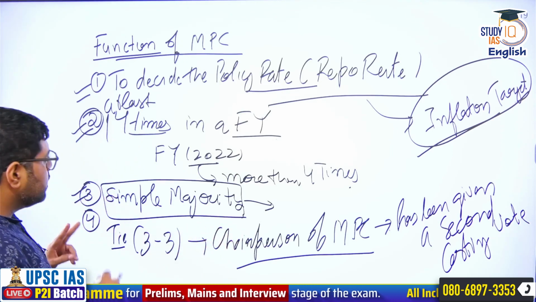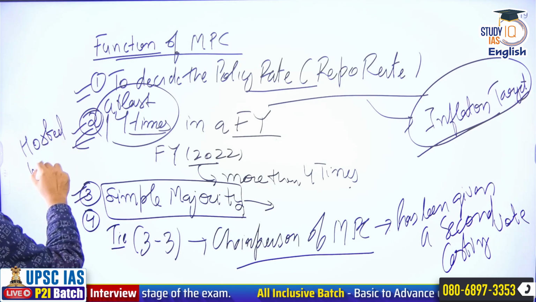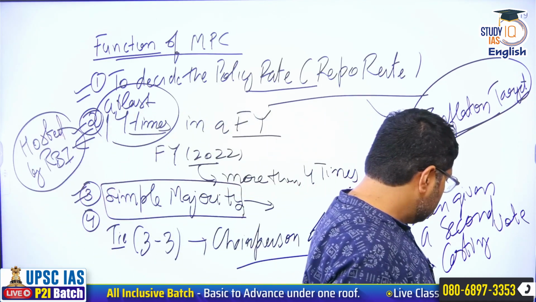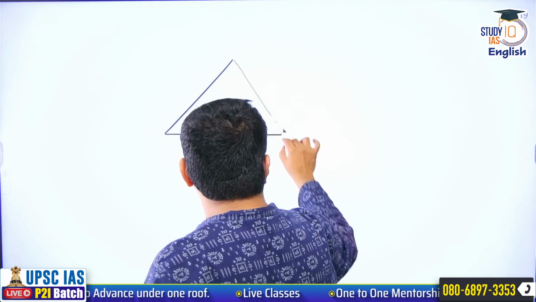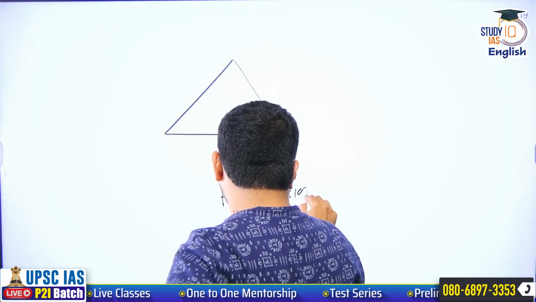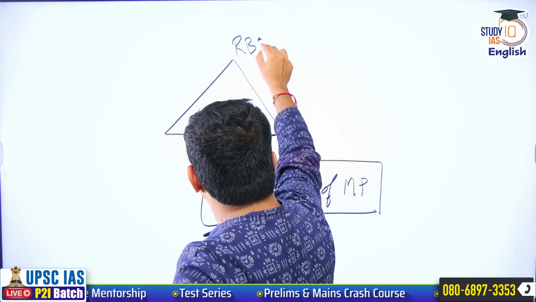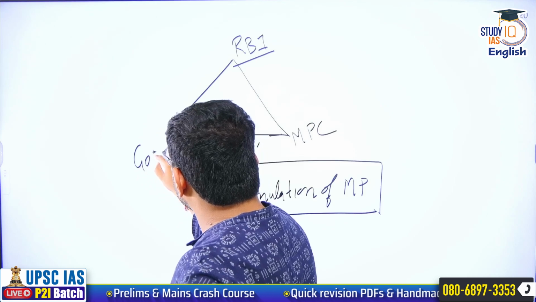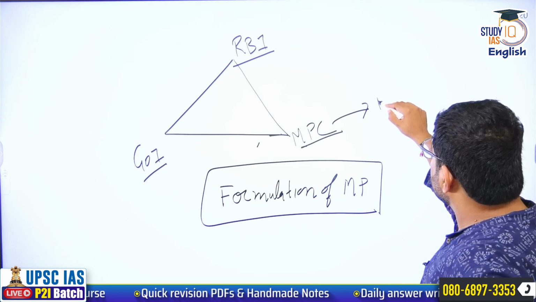Now, whenever they have a meeting, that meeting will be hosted by RBI. Here I want to make another thing clear: whenever it comes to the formulation of monetary policy, there are three parties: RBI, Monetary Policy Committee, and Government of India. Now, remember, the task of the Monetary Policy Committee is to decide the repo rate.